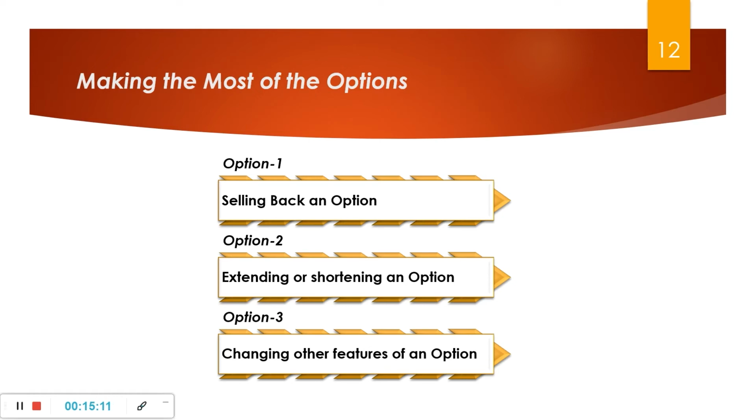The third technique is changing other features of an option. In principle, any feature of an option may be changed at any time, which includes the strike rate and option amount, with the resulting amount of premium payable in one direction or the other.